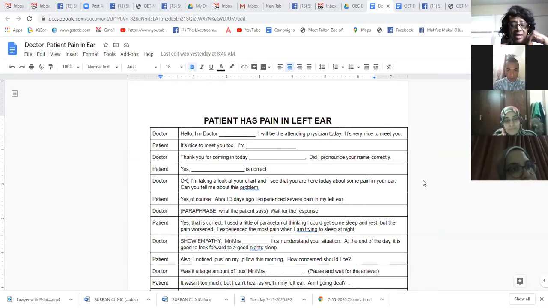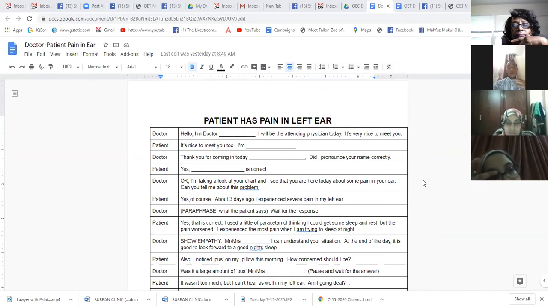Okay, start again. Hi, I am Dr. Dawood. I will be your physician for today. Nice to meet you. It's very nice to meet you too, Dr. Dawood. I am Hussein. Okay, Mr. Hussein, as I understand from your chart, you have been suffering from left ear pain. Can you tell me more about this?